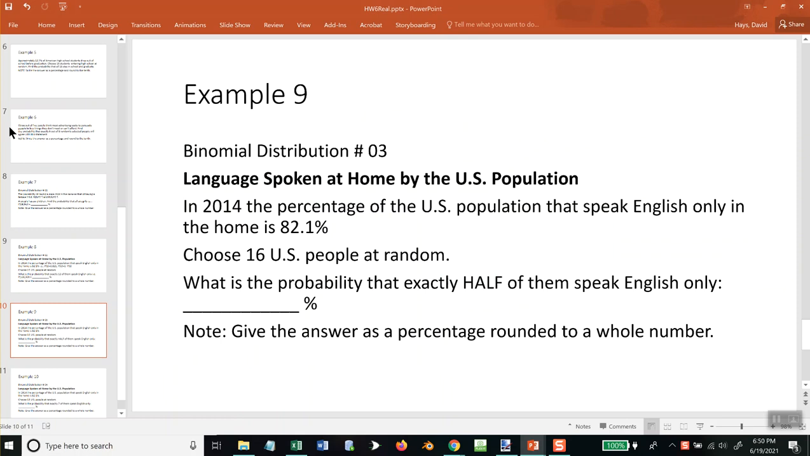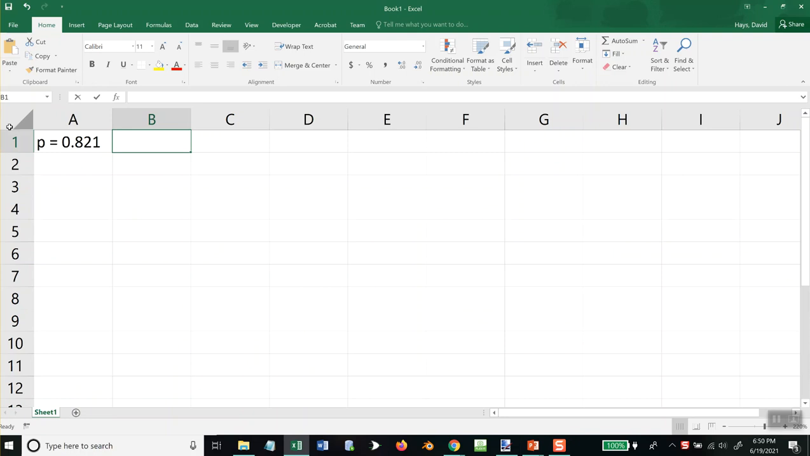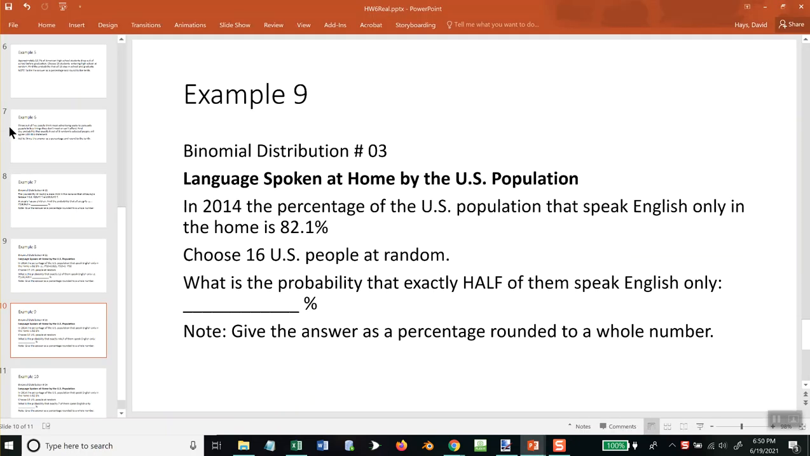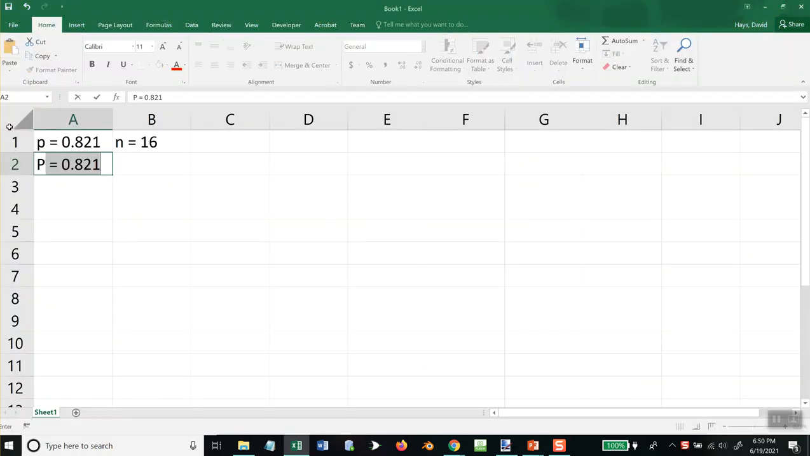It says choose 16 U.S. people at random. So n is 16. And what is the probability exactly half of them speak English only? Well, if we chose 16, then exactly half is 8. So the probability of x equals 8.